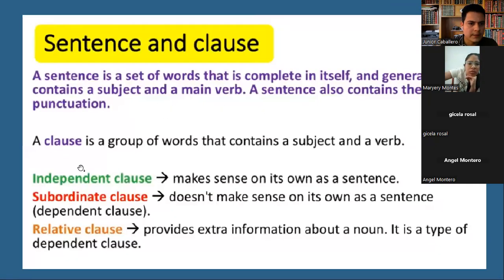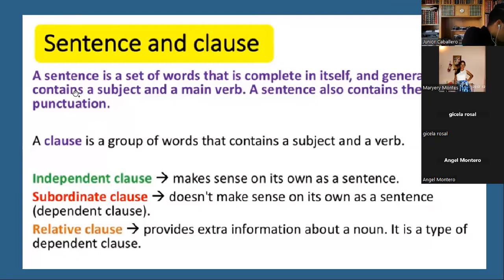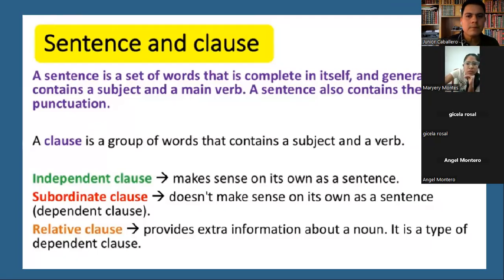Ok, vamos a ver esto que está acá que dice sentence and clause. Un voluntario que me lea eso, a sentence. No todos a la vez. A sentence. Please, come on.